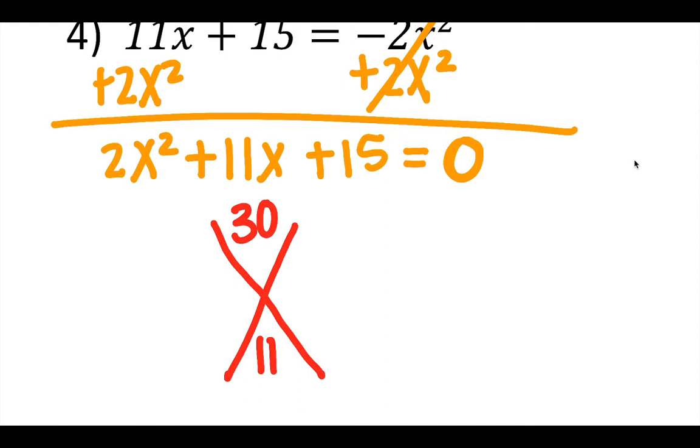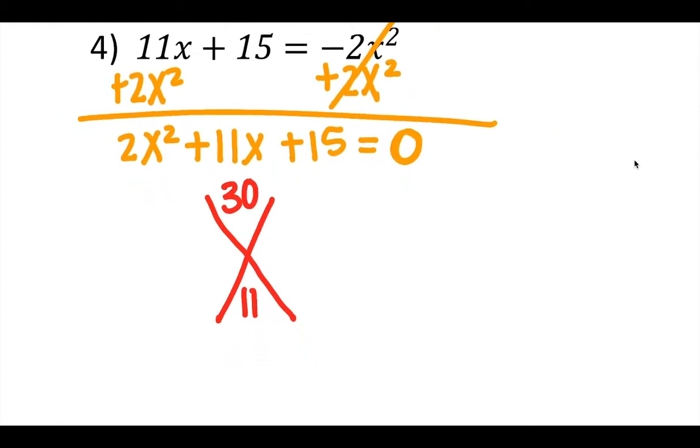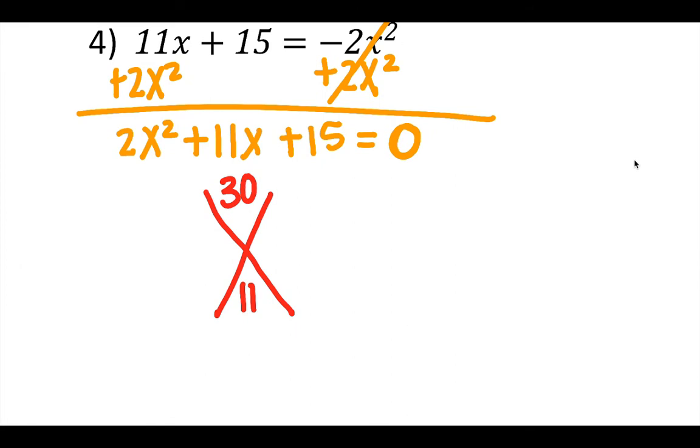Good so far? Then I'm going to see what multiplies and adds, so I can go through the list of factors. And the first thing that pops in my mind is the 5 and 6, right? 5 times 6 is 30. 5 plus 6 is 11.